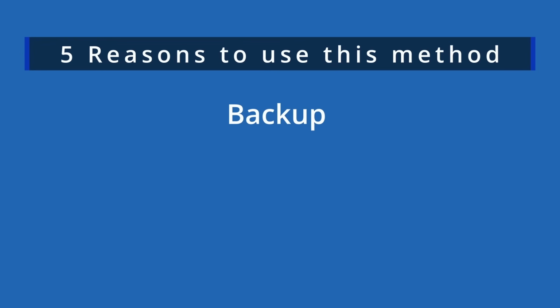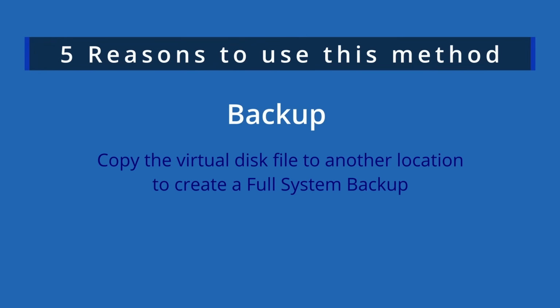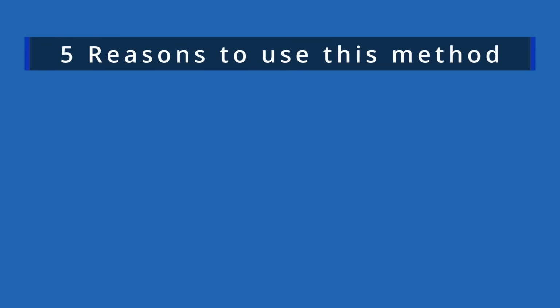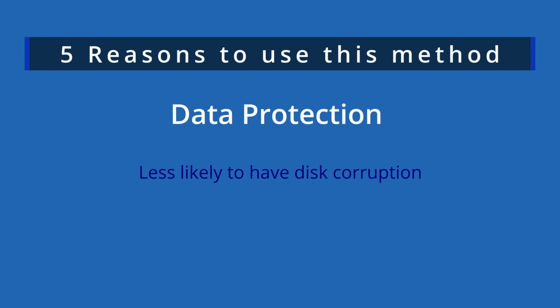Reason number 4 is backup. It's easy to get a full system backup of one of your operating systems. Because the whole OS is saved within a single file, simply copy that file to a new location and you've created a full system backup that can be restored at any time. And last but not least, reason number 5 is data protection. Virtual disk files include metadata protection against data corruption and are less likely to get corrupted compared to traditional disk partitions.